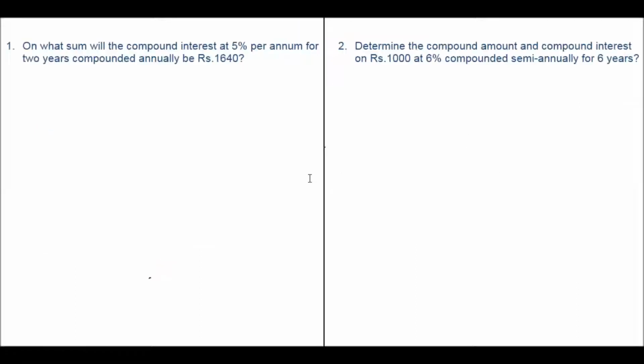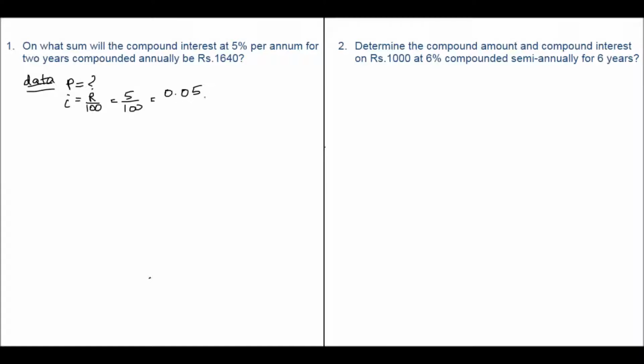Now let's see. In this problem, on what sum will the compound interest at 5% per annum for 2 years, compounded annually, be rupees 1640? Here I will write the given data. On what sum, so the principal is the one we are going to find. The compound interest at 5%. 5% means I is equal to R by 100. I will write step by step. 5 by 100, which will be equal to 0.05.